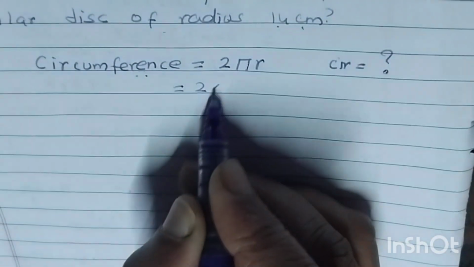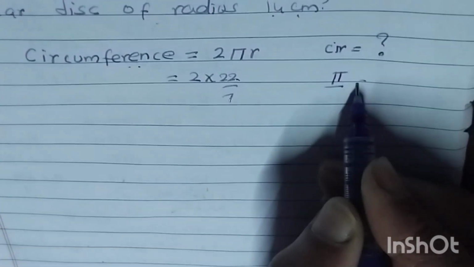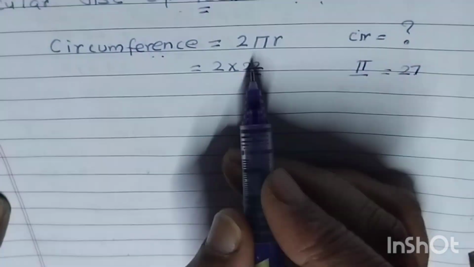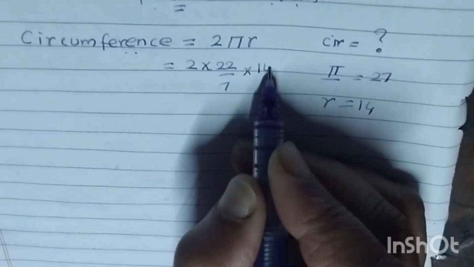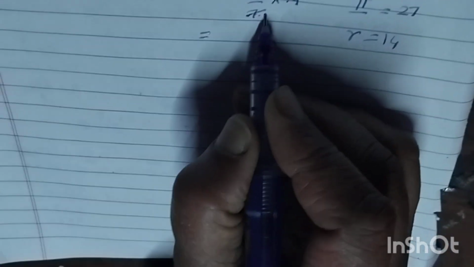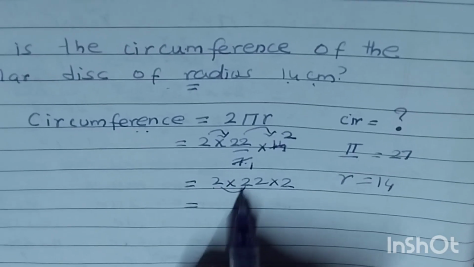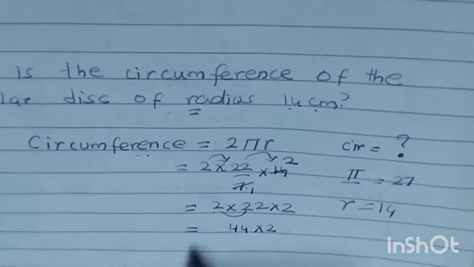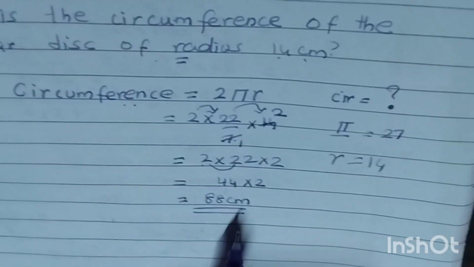So that is equal to 2 into 22 by 7. I already told you the pi value is 22 by 7. And the radius value is also given here as 14. So here what we can do, we can use the 7 table because these come in the 7 table. So 7 ones are 7, 2 sevens are 14. So that is equal to 2 into 22 into 2. What is 2 into 22? 44 into 2. So that is equal to 88 centimeter. So this is the circumference of the circle.